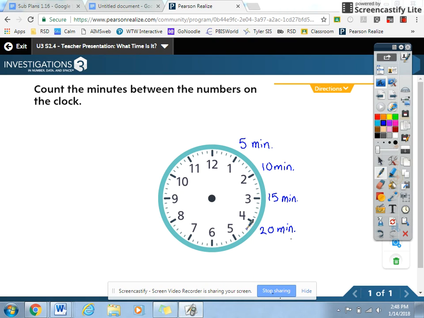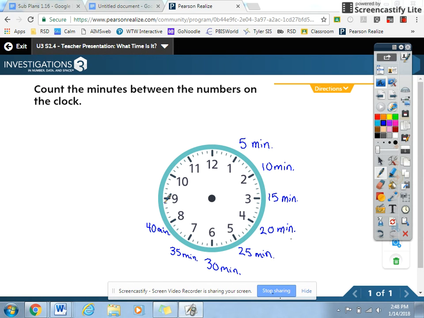Keep going, 21, 22, 23, 24, 25. At the 5, we've reached 25 minutes. Here's 26, 27, 28, 29, 30. At the 6, it is 30 minutes. So now 31, 32, 33, 34, 35 is at the 7. 36, 37, 38, 39, 40 is at the 8.